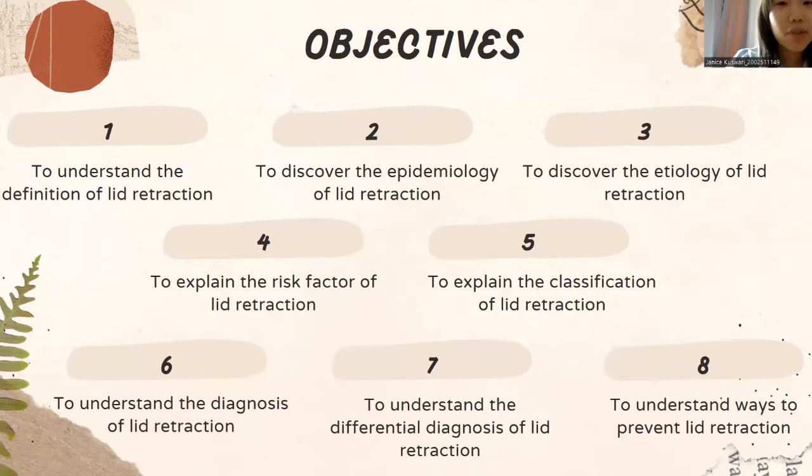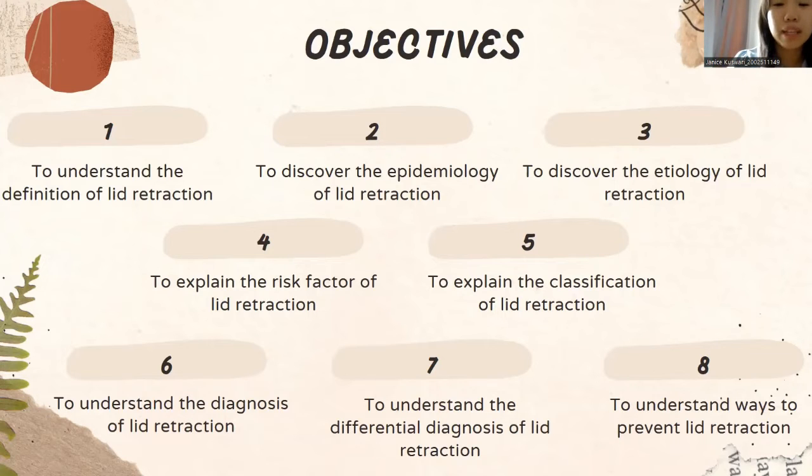Greetings everyone, I'm Janice. Now I'm going to continue about the objectives of this student project. The first one is to understand the definition of lid retraction. The second one is to discover the epidemiology of lid retraction and the third to discover the etiology of lid retraction. The fourth one is to explain the risk factor of lid retraction.